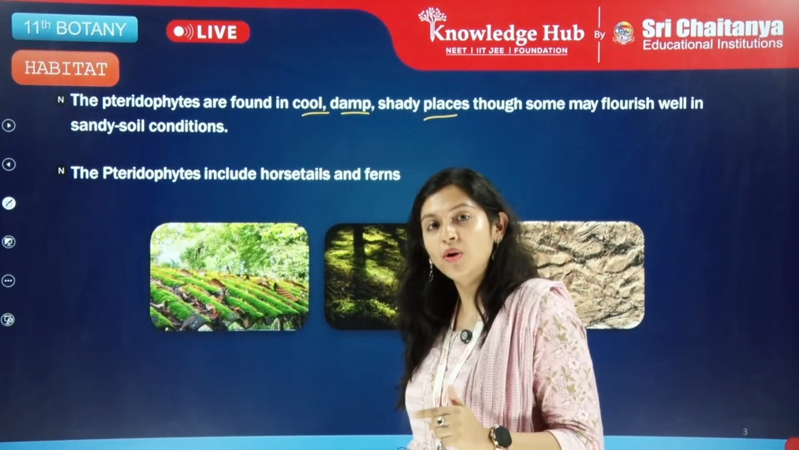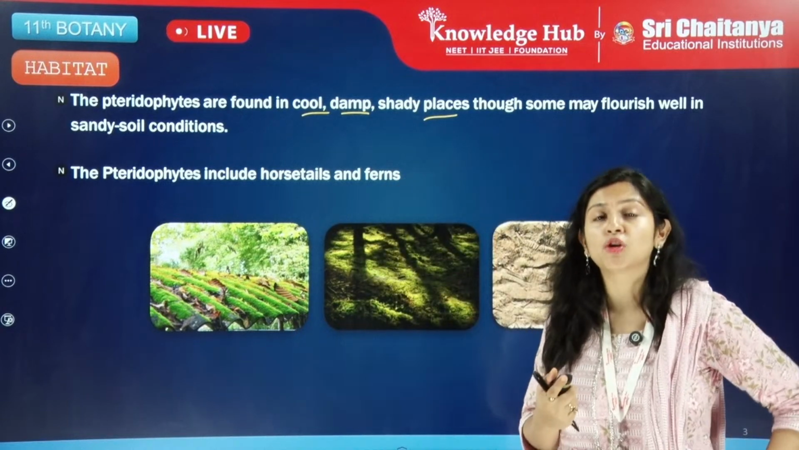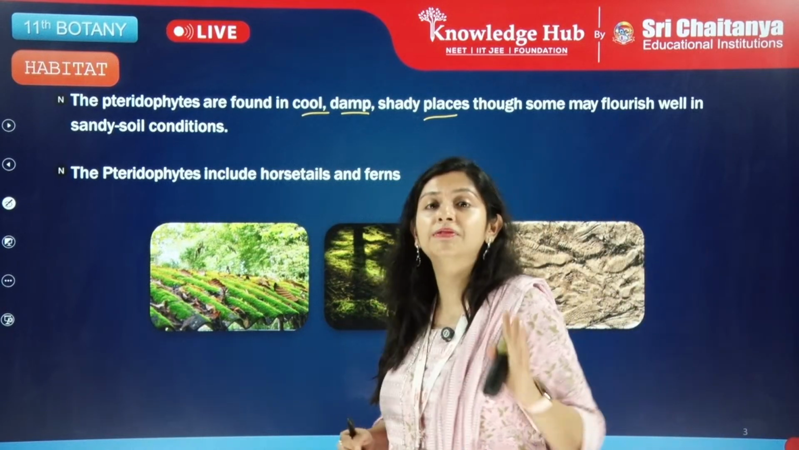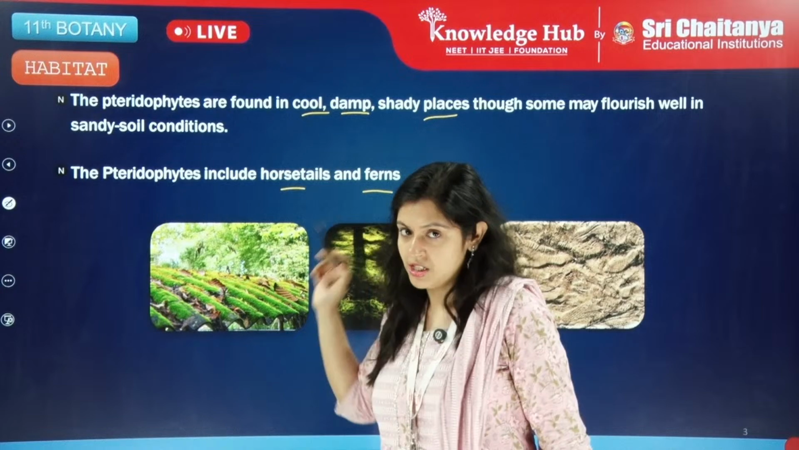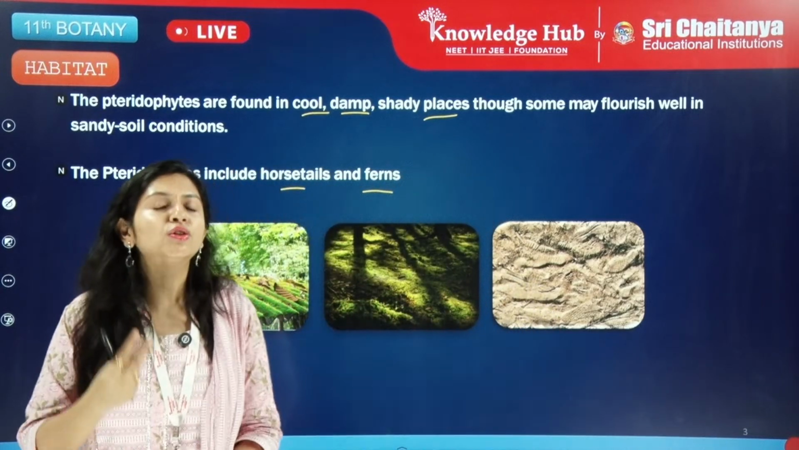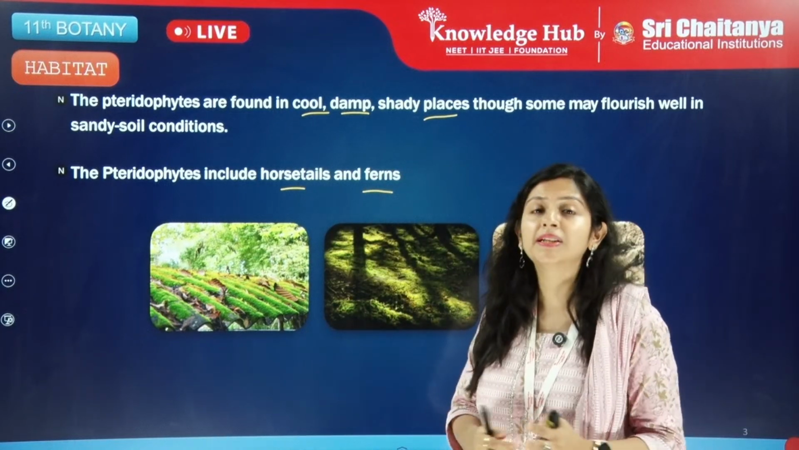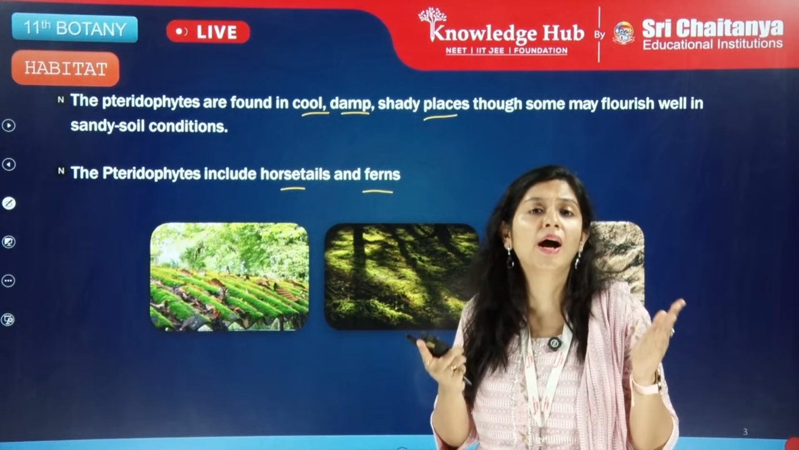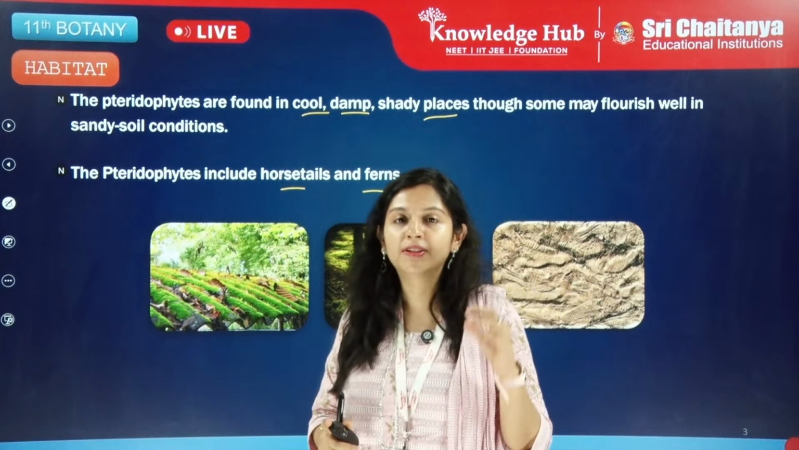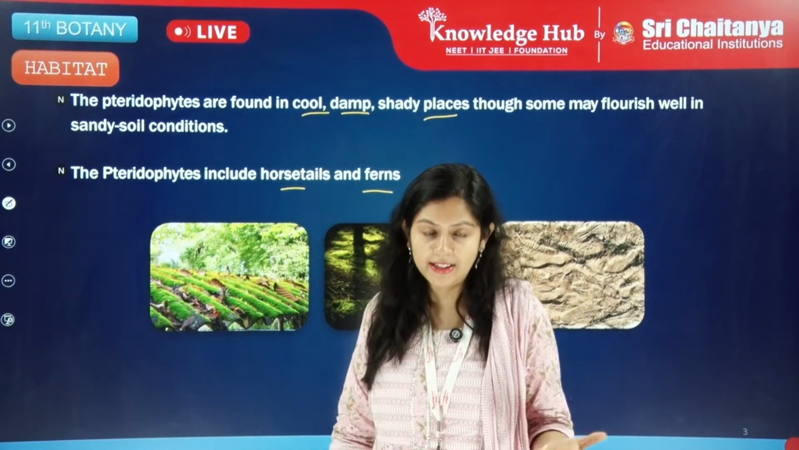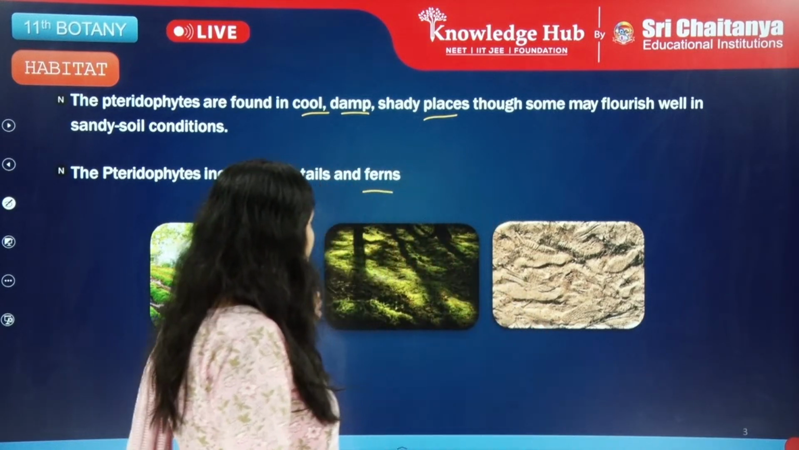Now let's see one more important point: the different types of pteridophytes. Here we have different types of pteridophytes, which include horsetails and ferns. Generally you can divide pteridophytes into two types: horsetails and ferns. But they are not all the pteridophytes you are looking at right now. They have rough-surfaced pteridophytes, which are the horsetails, and broad-leaf types of pteridophytes.